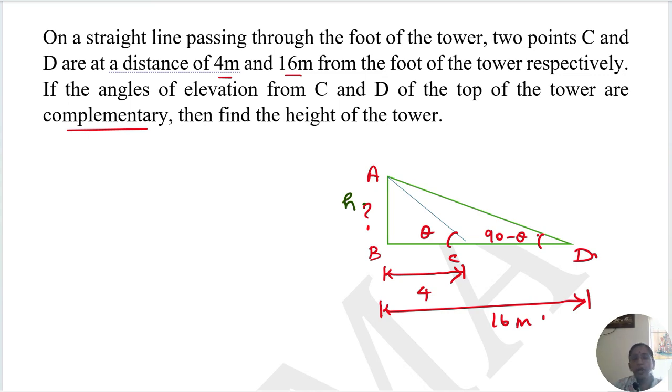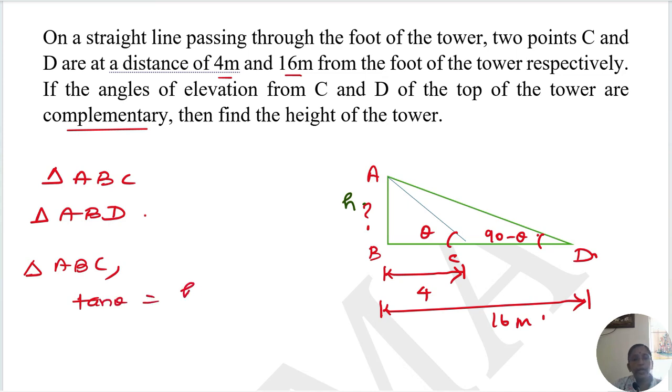We are considering at the point C angle is theta and at the point D 90 minus theta. So we are having two triangles, triangle ABC and triangle ABD. First you take triangle ABC. In the triangle ABC, tan theta is equal to H divided by 4. This is our first equation.